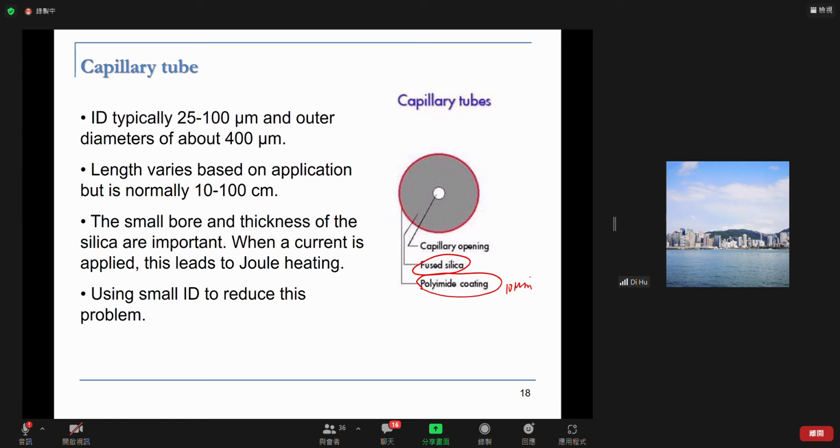But then how about detection? You have to go through the detector and have online, in-column detection. For the detection window, the polyimide layer must be removed, either by scratching it away or by burning it off. Also, we want to keep the capillary tube in a temperature-controlled environment. Remember, we already talked about how temperature influences the EOF. Do you still remember?